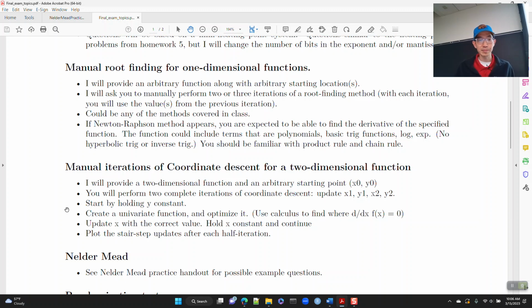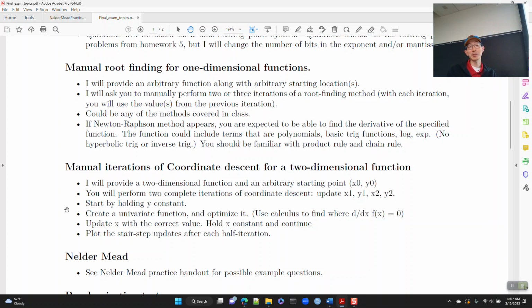Obviously, if I give you x0, you'll find x1, and then you'll use x1 to find x2, and so forth, okay? It could be any of the root finding methods that we covered in class. We covered fixed point iteration, Newton-Raphson, secant method, and bisection method for root finding.